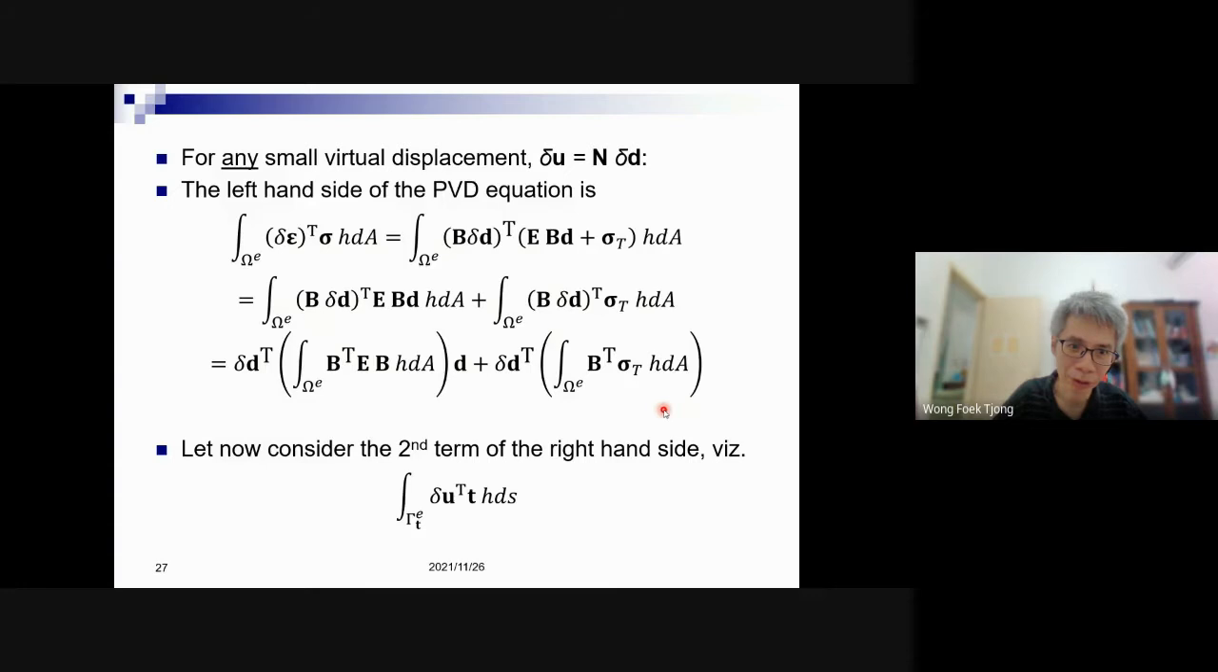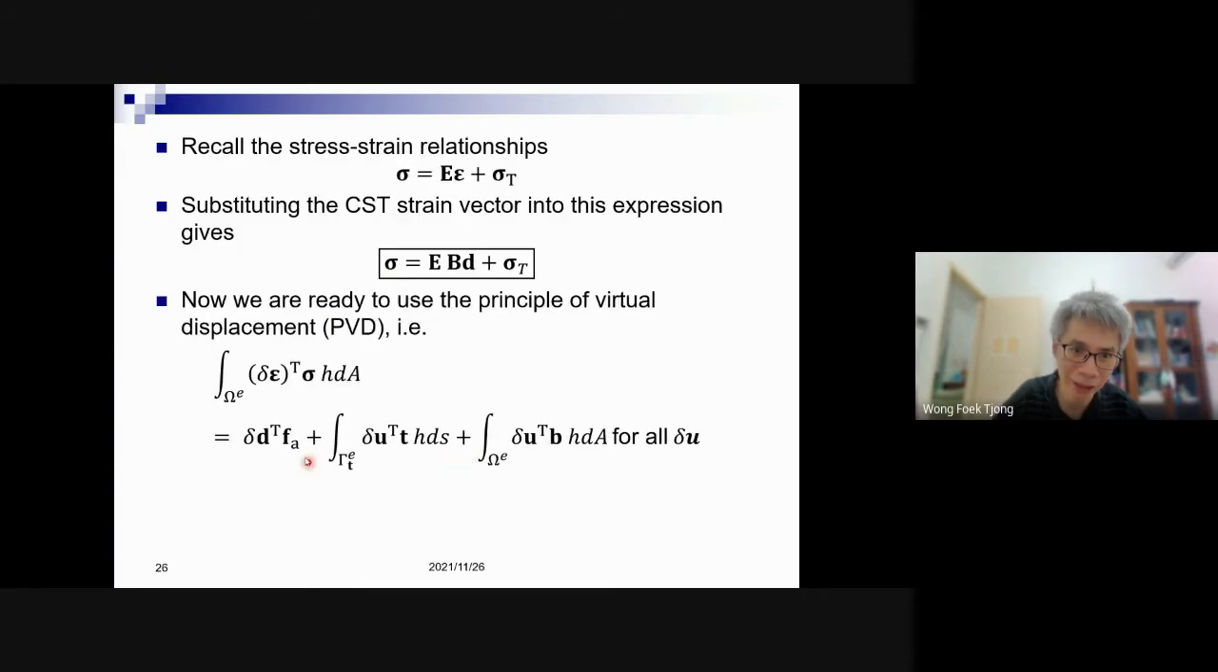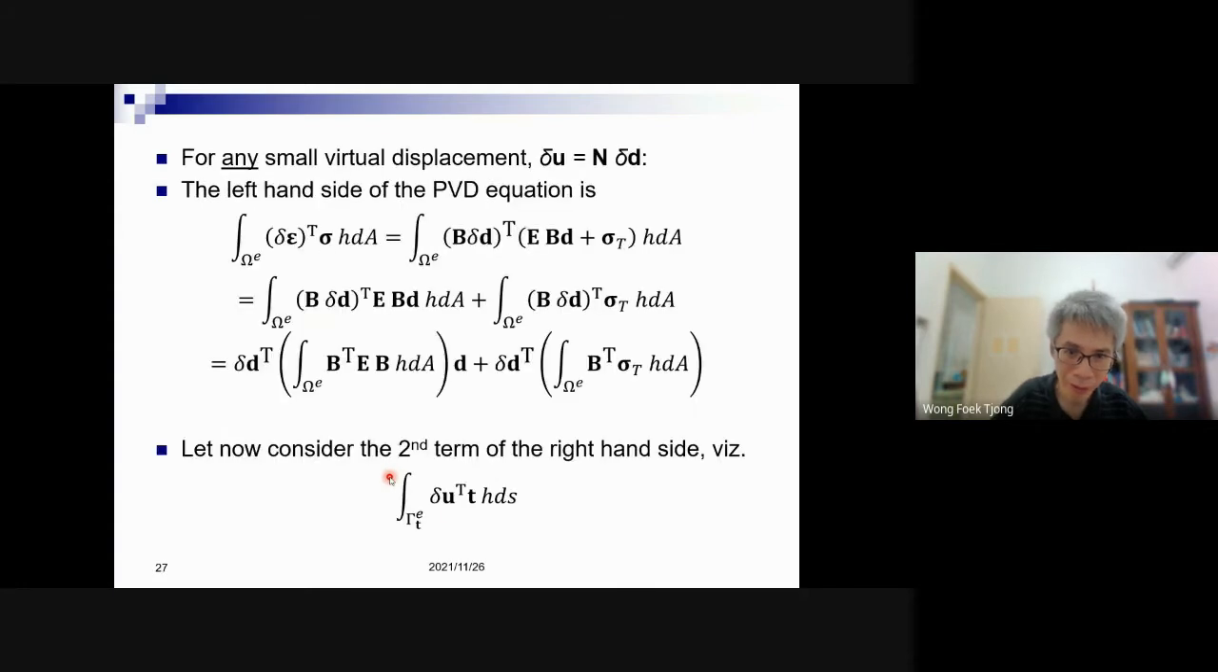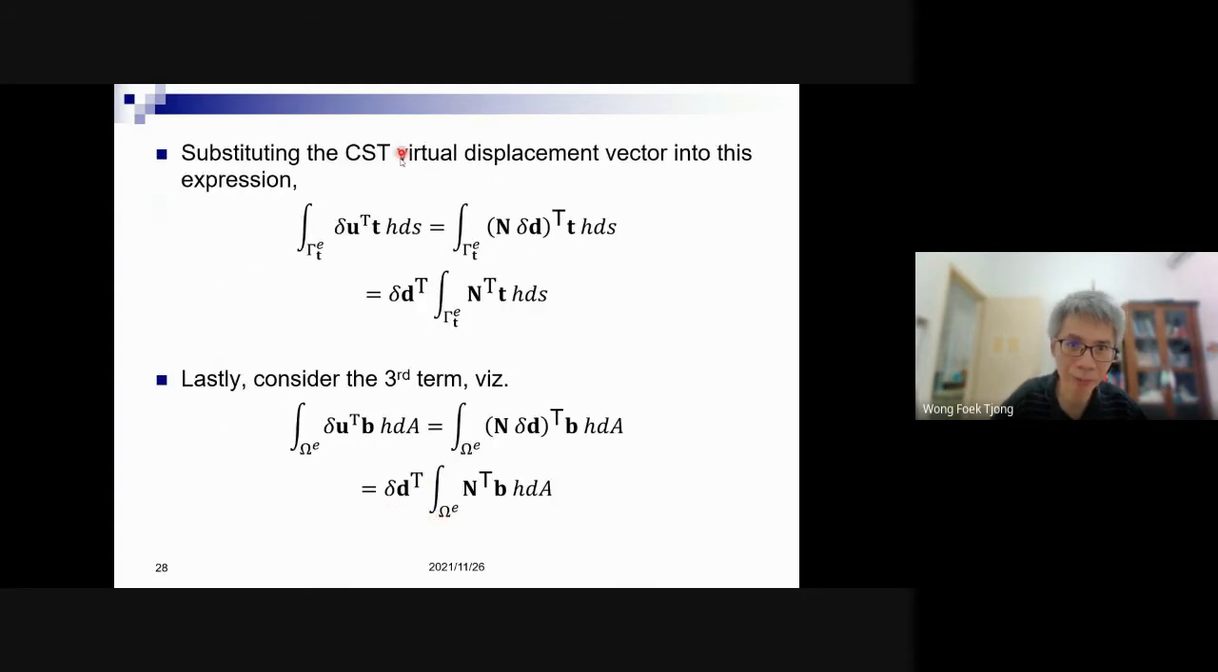Now let's consider the second term of the right-hand side. Not this, this is the first term, don't need to worry. How about this? We consider the second term. What is delta U? It is delta D transpose.